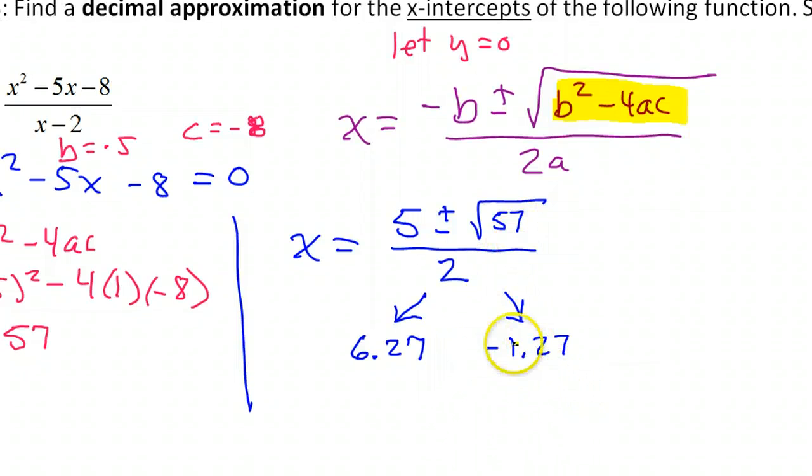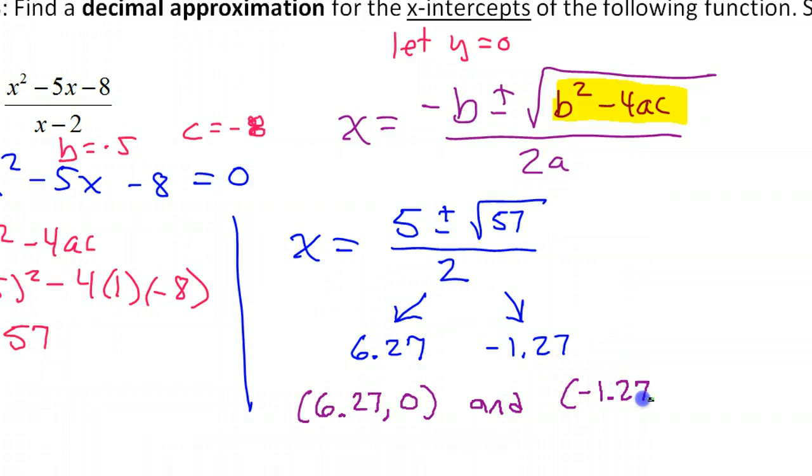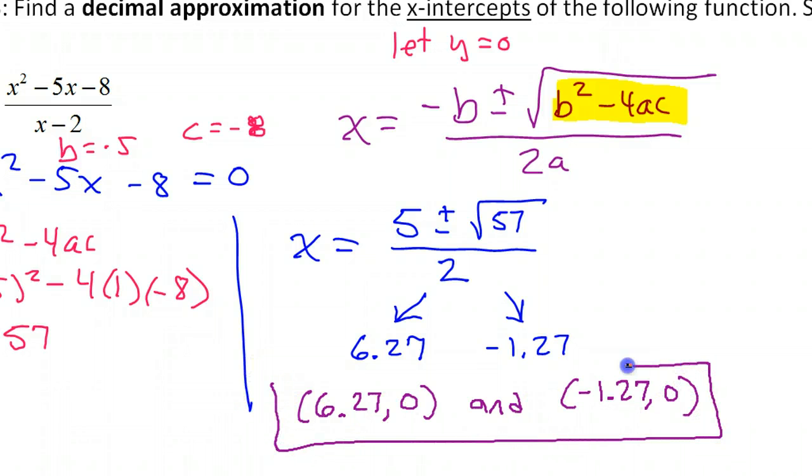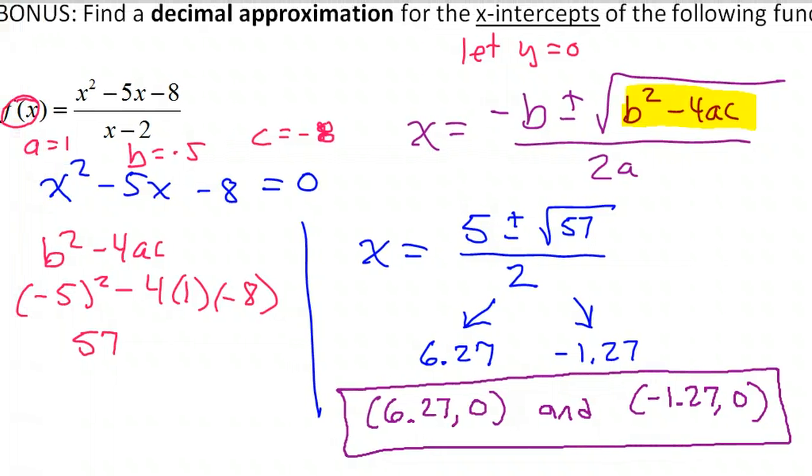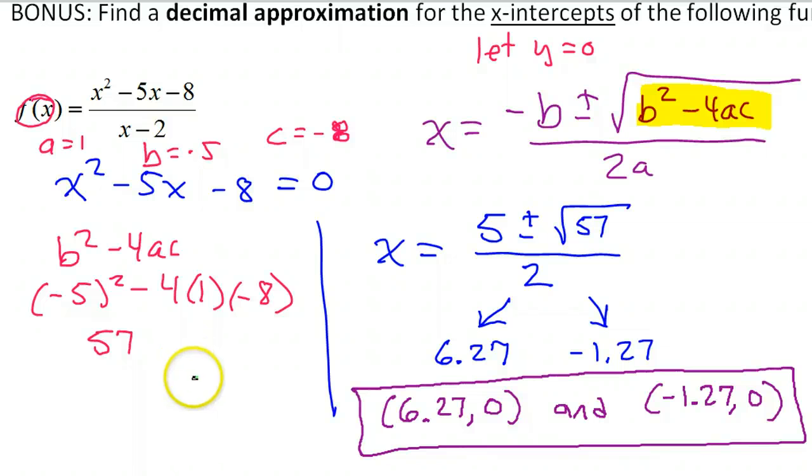But we're doing x-intercepts, so let's write this as an ordered pair. These are x-intercepts, so these are x values. So that means I'm talking about 6.27 comma 0 and negative 1.27 comma 0. Okay, and that's it for the bonus, and that is also it for this entire test.